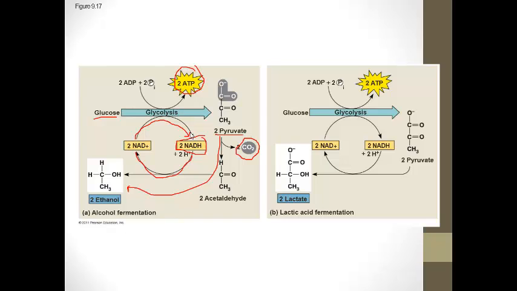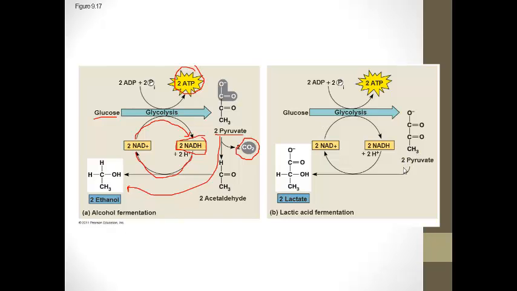The second type of fermentation is called lactic acid fermentation. This takes place in some bacteria. We use this bacteria to make things like yogurt. And lactic acid fermentation also takes place in muscle cells. Again, it begins with glycolysis, making 2 ATP, making 2 NADH.